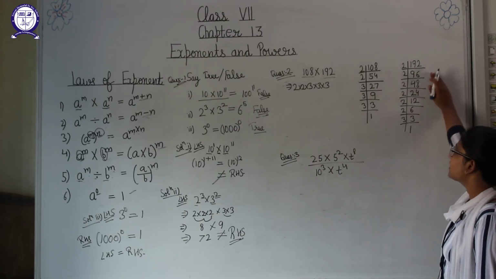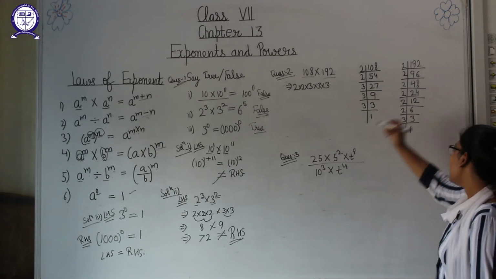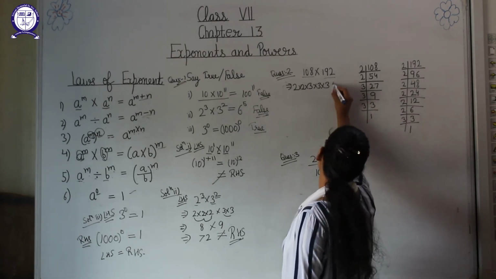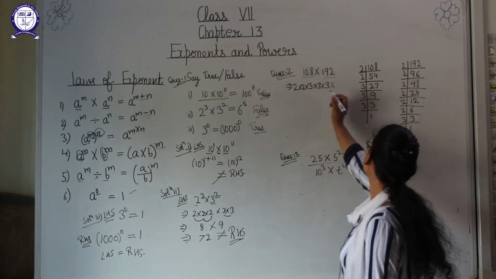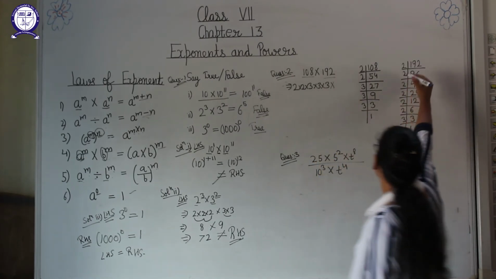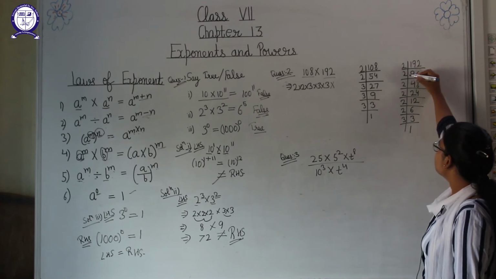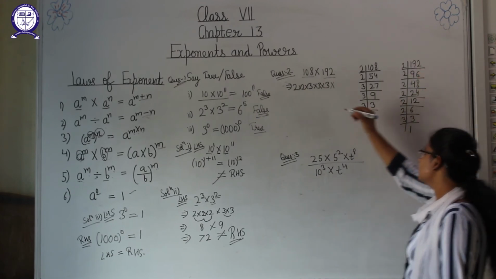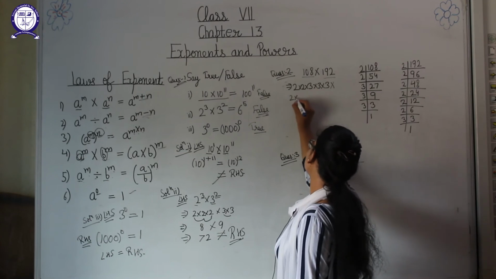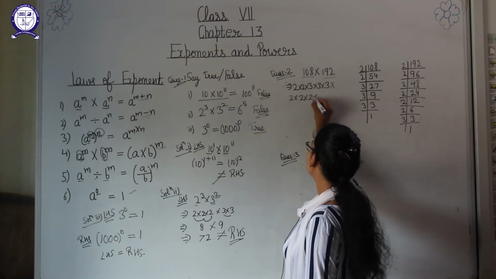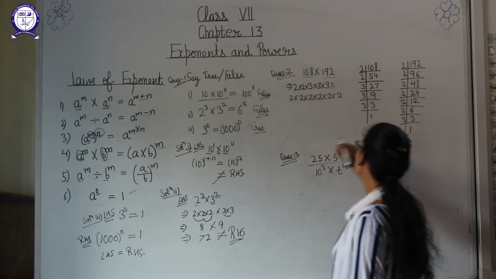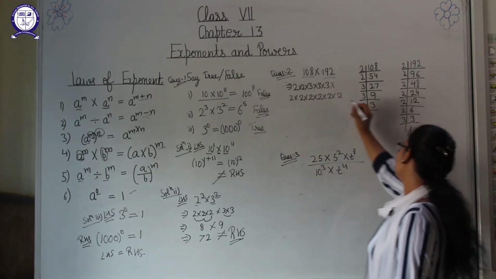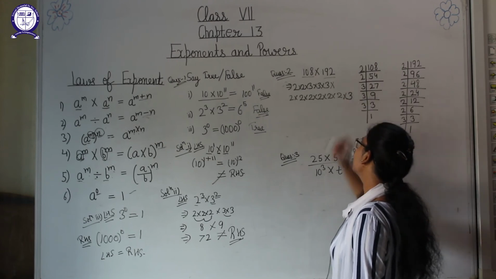So these are the prime factors of 192, and we will also write them here in prime factor form. How many times is 2 occurring? 1, 2, 3, 4, 5, 6. So we will write 2 into 2 into 2 into 2 into 2 into 2, these are 6 times. Now what is left here? 3. So we will write into 3 here.